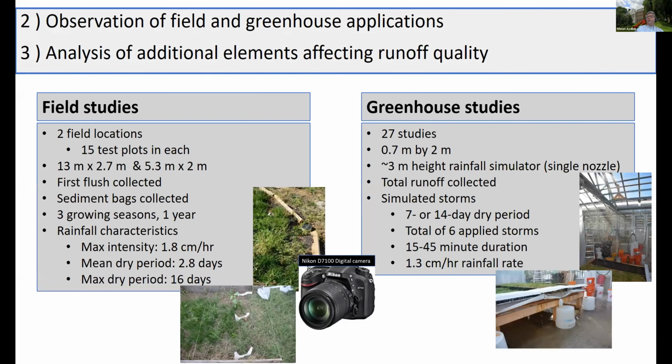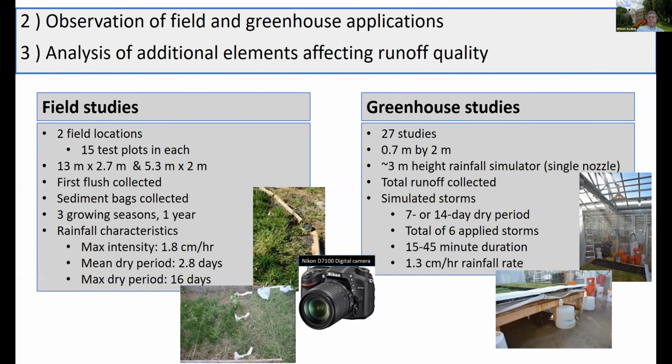Now, field and greenhouse applications. We conducted two field studies with 15 test plots in each, a total of 30 test plots, and the sizes of the test plots are given. We focused on the first flush because that was significant. We had sediment bags, and you can see some of them at the bottom. We collected sediments in those bags in several layers and several locations, so we tried to capture the amount of sediment eroded from the material. We looked at different growing seasons. Rainfall characteristics are also given here, mean maximum and mean values.